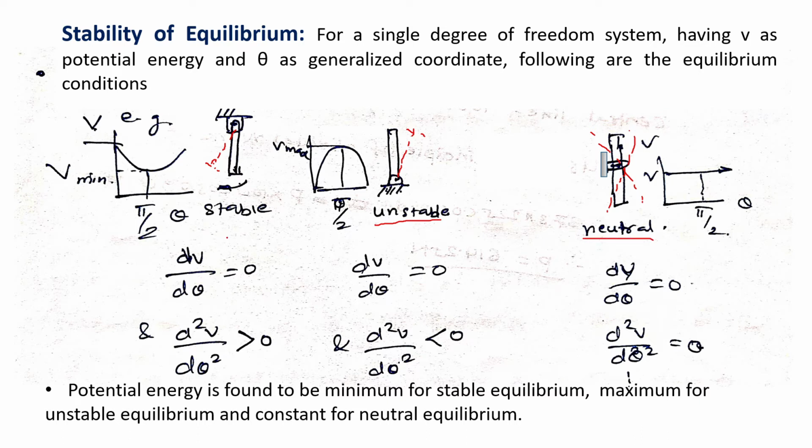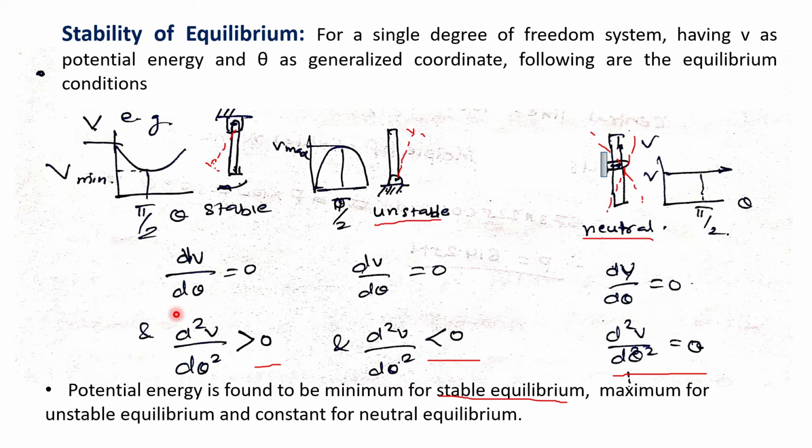In all these conditions dV by d theta is equal to 0, because all of these are conditions of equilibrium. But when we take the double derivative of the potential energy with respect to its generalized coordinate, this value for the stable condition is always positive, for unstable it is negative, and in the case of the neutral one it remains equal to 0. So in general, the potential energy is minimum for stable equilibrium, maximum for unstable equilibrium, and constant for neutral equilibrium.